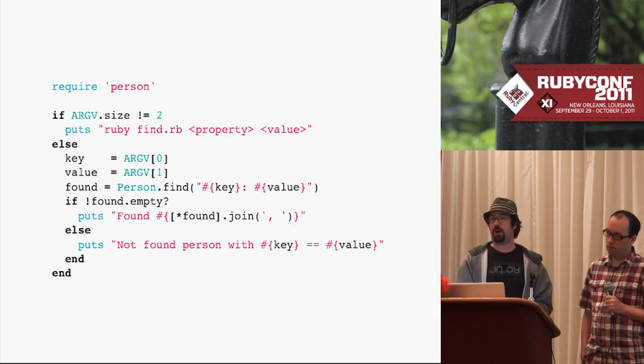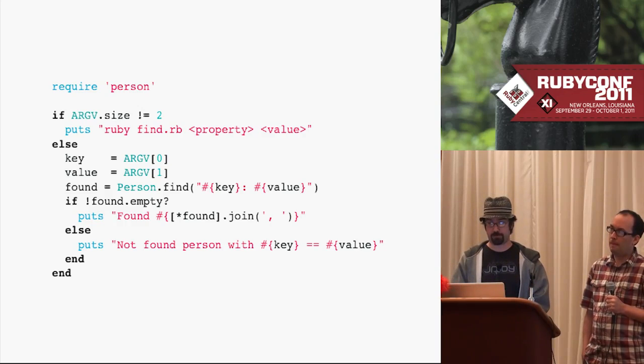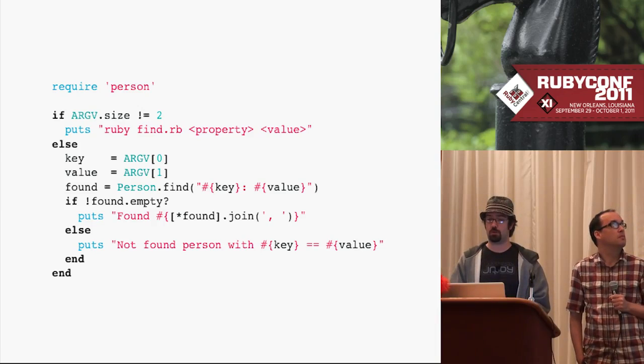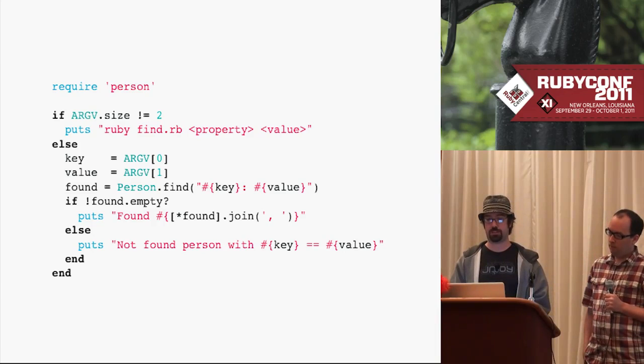Here's one where we're actually doing a query for the person that we want to locate, passing in a key and a value. Person.find, similar to an ActiveRecord sort of model, will do the lookup and walk the database and find where those persons are.